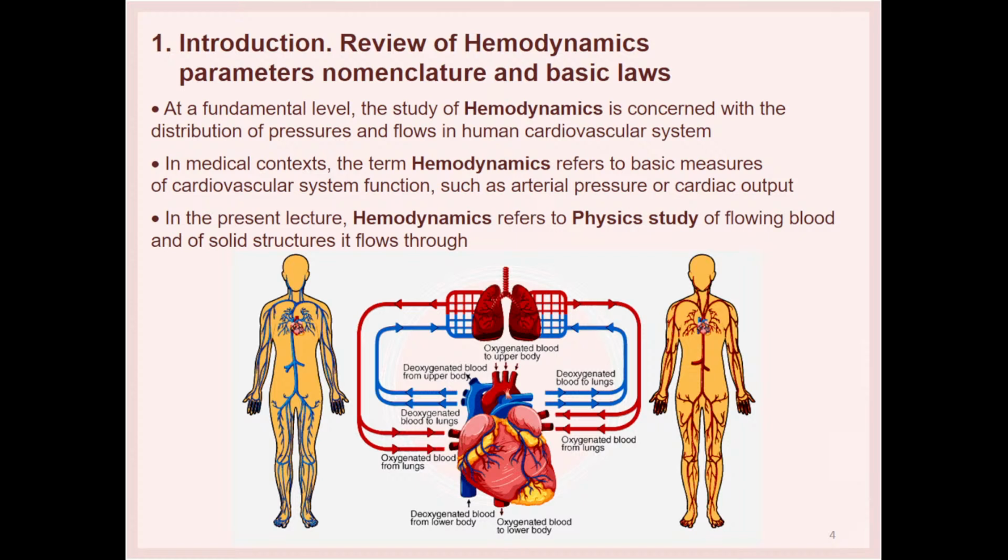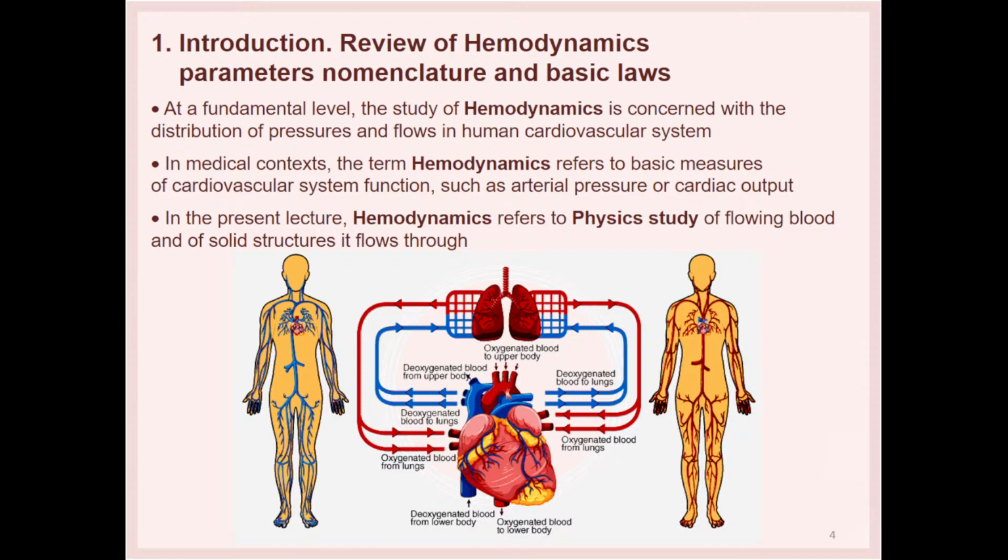Before we start the review of hemodynamics parameters nomenclature, the hemodynamics term should be defined. At a fundamental level, the study of hemodynamics is concerned with the distribution of pressure and flows in the circulatory system. In medical contexts, the term hemodynamics often refers to basic measures of cardiovascular structures function, such as arterial pressure or cardiac output. In the present lecture, hemodynamics refers to physics study of flowing blood and of solid structures blood flows through.